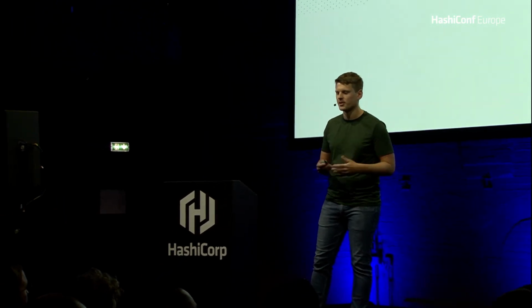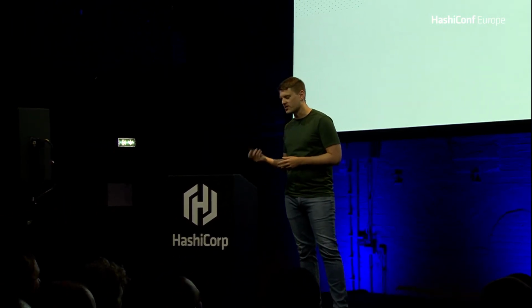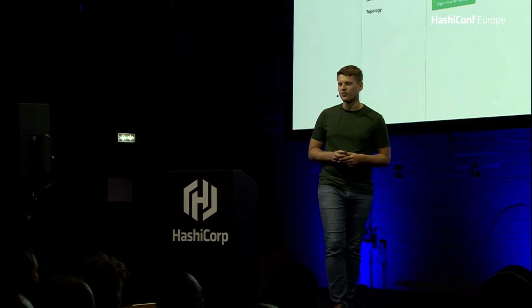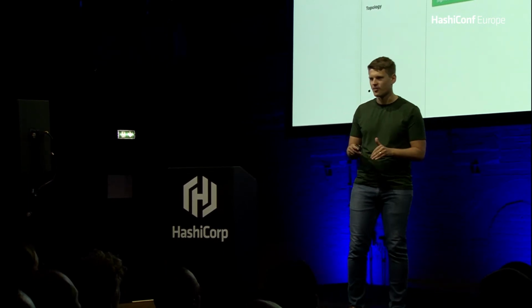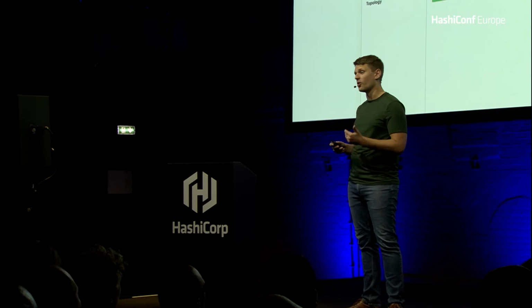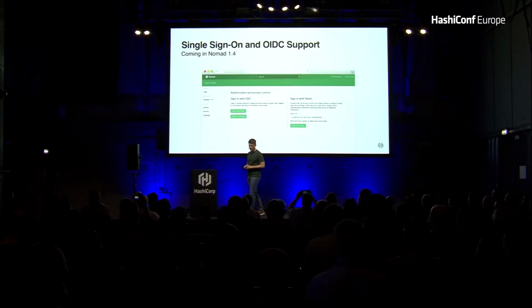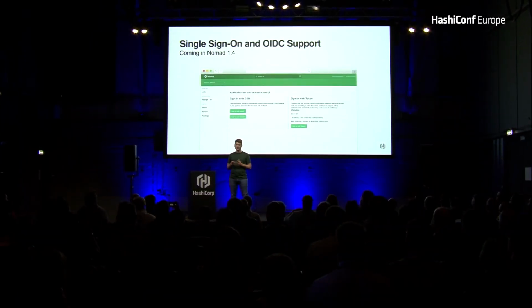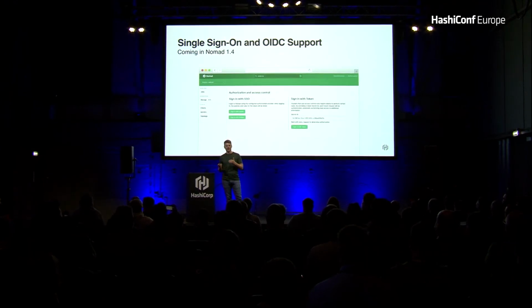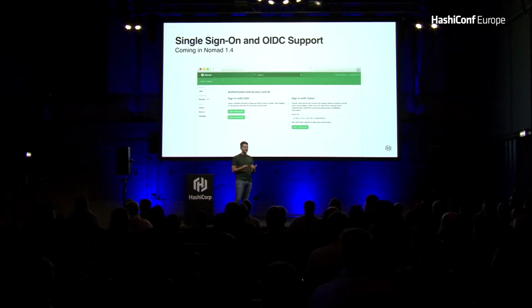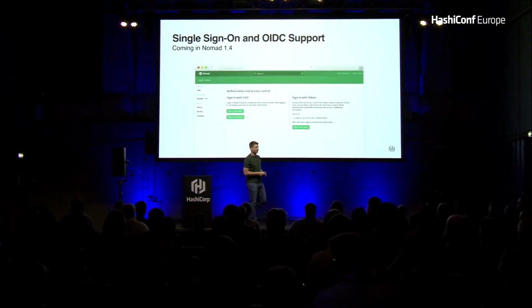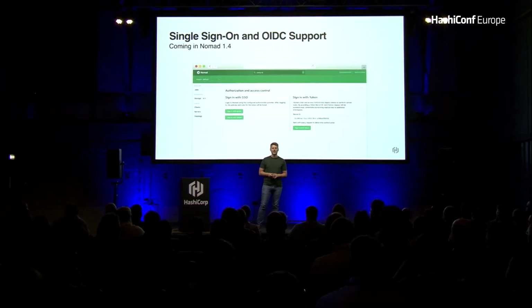It wasn't a simple experience. And so for this, I'm excited to announce that coming in Nomad 1.4 is single sign-on built right into Nomad. And this is available in open source Nomad, not enterprise Nomad. And so this allows you to configure something like Okta, Auth0, any OIDC provider, Amazon Cognito, and of course, Vault is an OIDC provider as well.